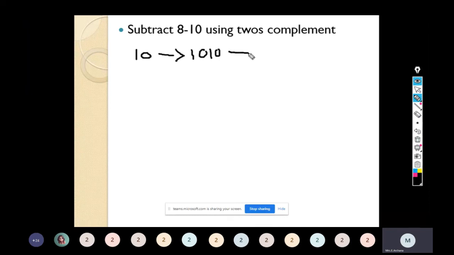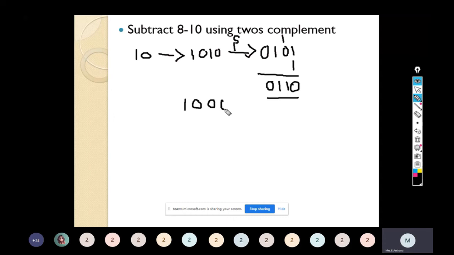The 1's complement representation for 10 will be 0101. For the 2's complement, we are going to add 1 with this. So 1 plus 1, 0, carry over 1, 1 plus 0, 1, 1, 0. This is the 2's complement for the decimal number 10: 0110. Now it is going to get added with A. A is 8. 8 means 1000.